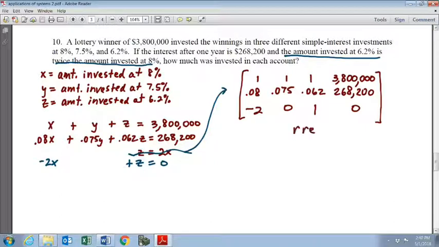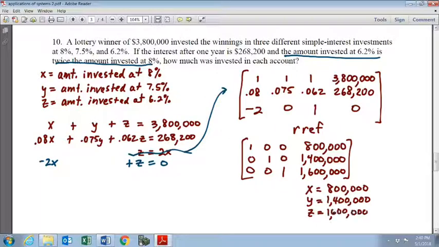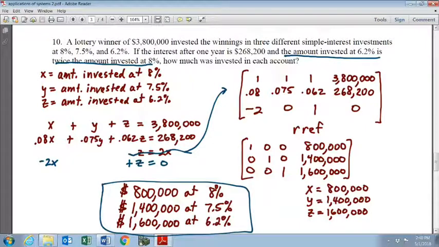And if you do the RREF function, reduced row echelon form, on your calculator, it's going to tell you it's this, which means X is 800,000, Y is 1,400,000, and Z is 1,600,000. So remember, X is the amount invested at 8%, Y is the amount invested at 7.5%, and Z is the amount invested at 6.2%. So these are your final answers. We were asked how much was invested in each account, and these are our answers.